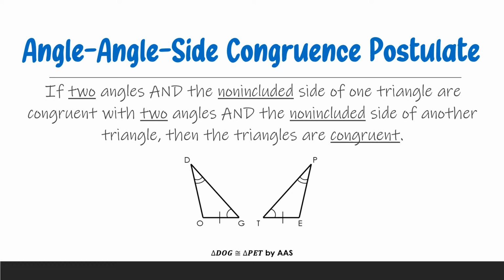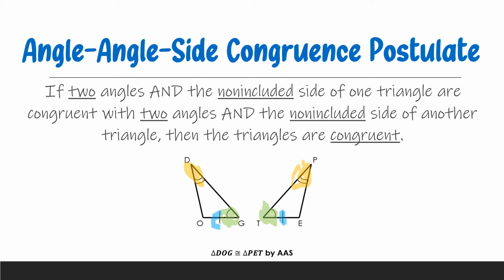So if you're looking at this picture, we have angle D and P that are congruent, and we have angle G and T that are congruent. And the side that's congruent is the side that's not in between the two angles. With the previous lesson, the side had to be DG and PT directly in between the two angles, but for angle angle side, it will not be the side in between the angles. So this is known as angle angle side.